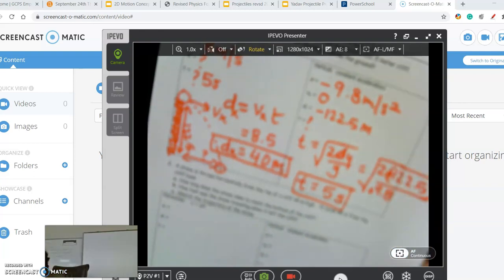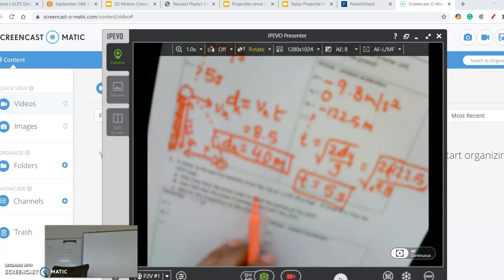A stone is thrown horizontally from the top of a cliff which is 40 meters high. It lands 50 meters from the cliff's base. How long does the stone take to reach the bottom of the cliff? How fast was the stone traveling when it left the cliff? Sketch the trajectory of the stone.